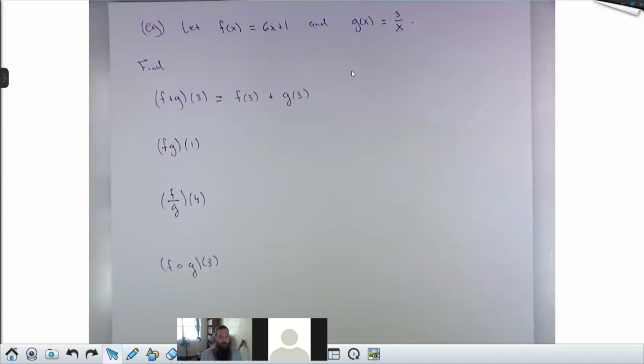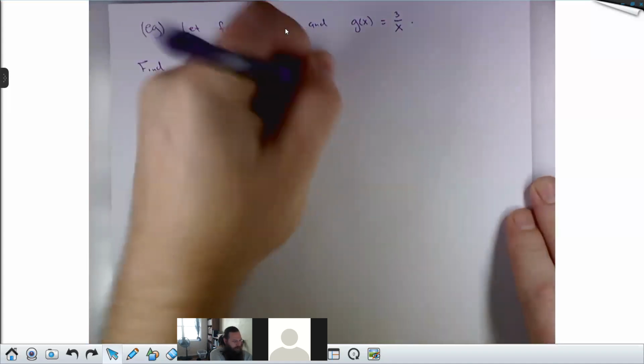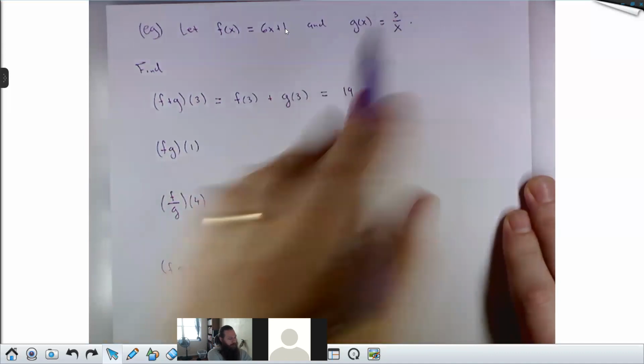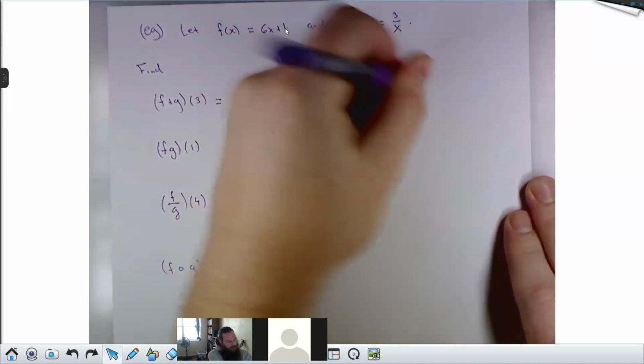And now it's kind of like one of those problems from the very first homework. I just have to figure out what each of these little pieces is and then do the operation between them. So f of 3, that's what I get by plugging 3 in for x here. So that's 6 times 3 plus 1. That's 18 plus 1, which is 19. So f of 3 is 19. And g of 3 is 3 over 3, which is 1. So this is 20.